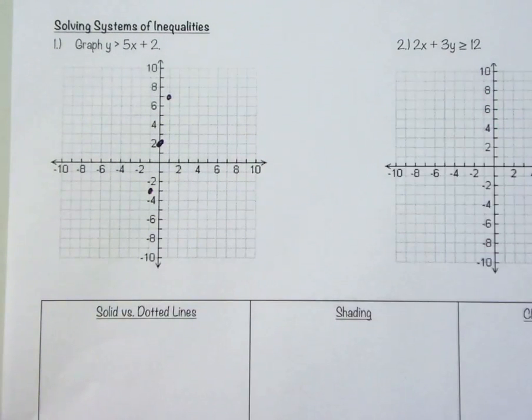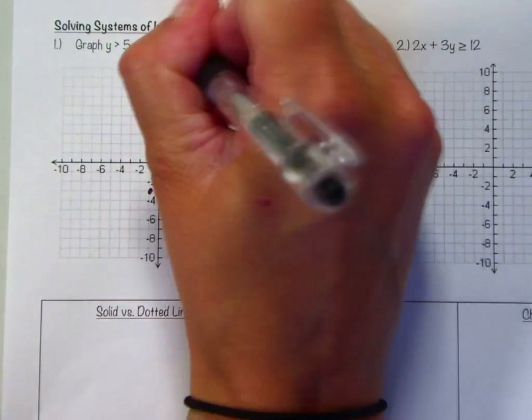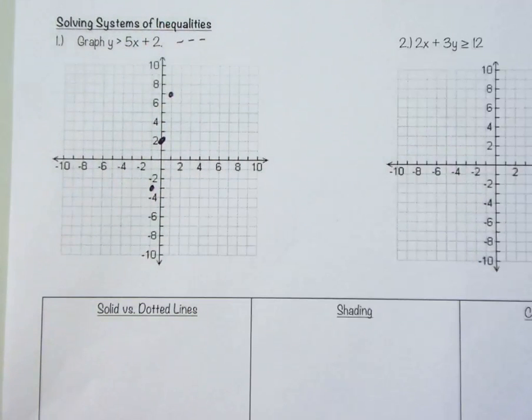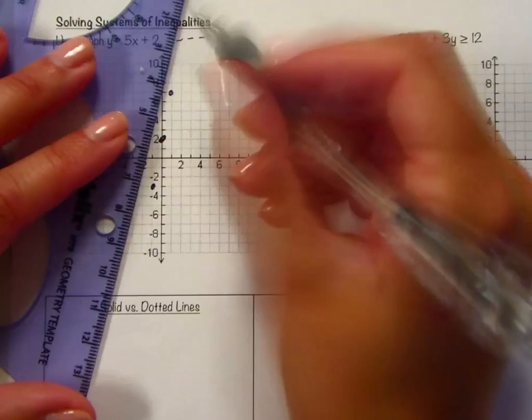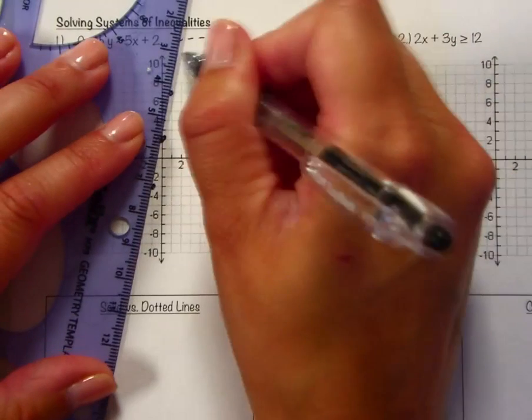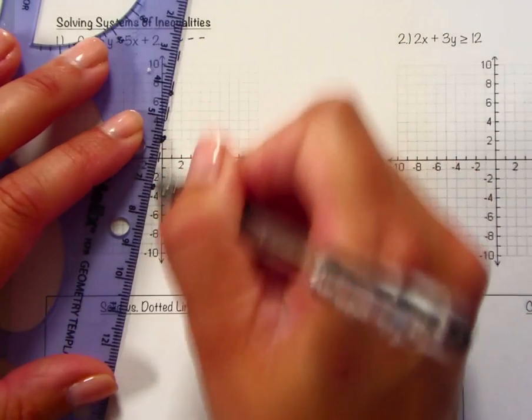We'll get to shading in just a second. I just want to talk about the line, okay? Alicia? Yes, so this is going to be a dotted or dashed line. And I always think it's helpful right next to it, just kind of make yourself a note: okay, this is going to be a dashed line. So you can line up your straight edge and just kind of dash that in.